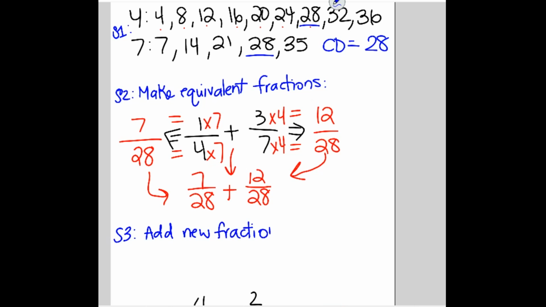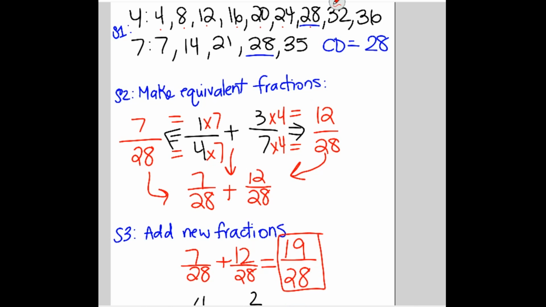And get your answer. Woohoo! So our new fractions are 7/28 plus 12/28. What does that give us? Well, 28 stays the same, obviously. And what is 7 plus 12? Ooh, that quick math. Yep, you're correct. It is 19. So our new answer is 19/28.